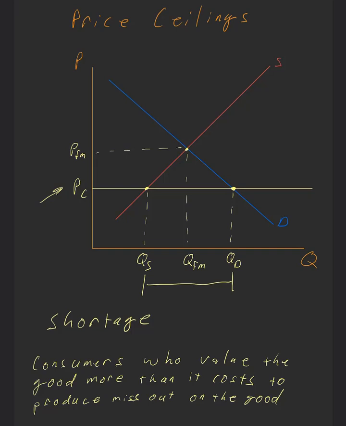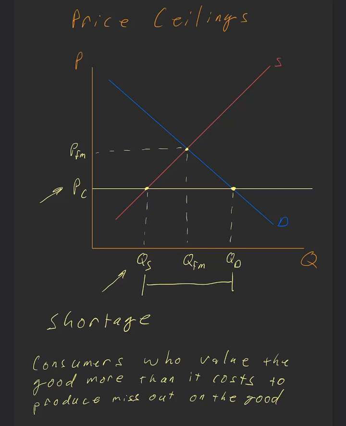All right, so the outcome then is consumers who value the good more than it costs to produce miss out on the good. So remember that in these kinds of cases, by lowering the price, you made less of it become available, because for a transaction to happen, you have to have mutually beneficial exchange. To have exchange, you need two parties to the exchange.